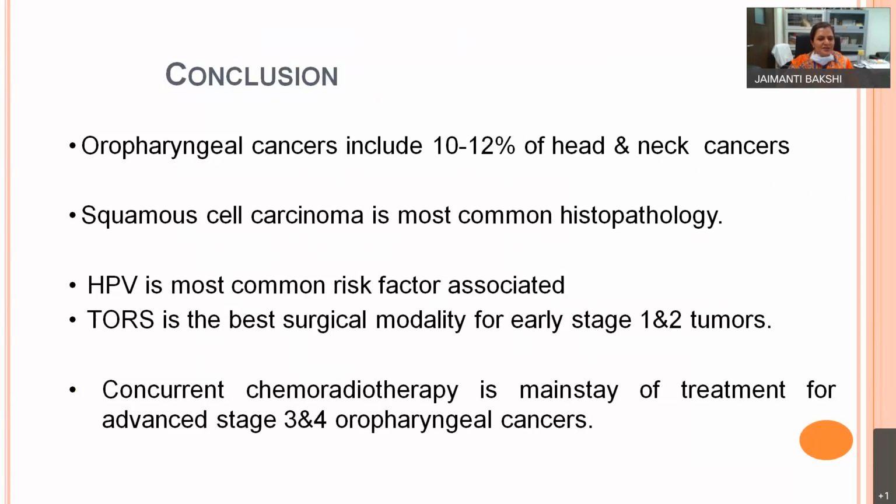Transoral robotic surgery is the best surgical modality for early stage T1 and T2 oropharyngeal tumors, but it requires expertise and the expensive robotic setup. Concurrent chemoradiotherapy is the mainstay of treatment for advanced stage 3 and stage 4 oropharyngeal cancers.